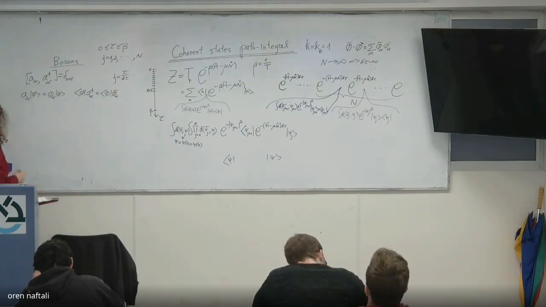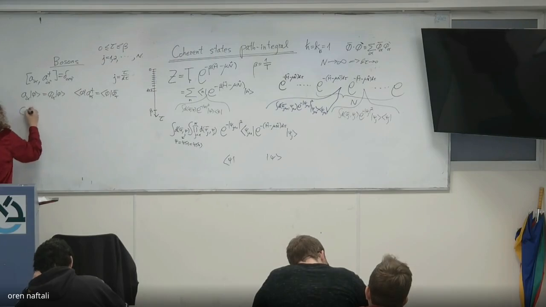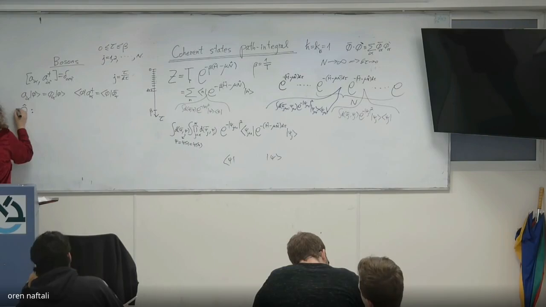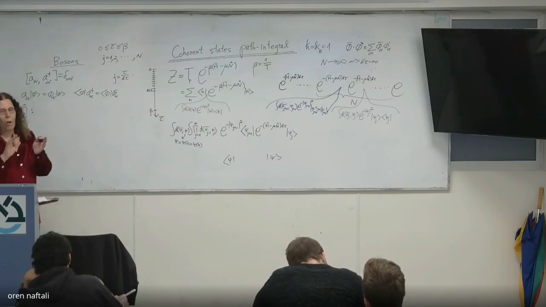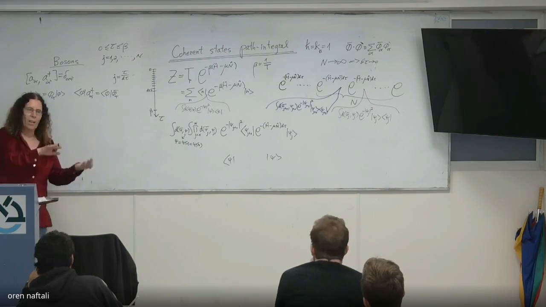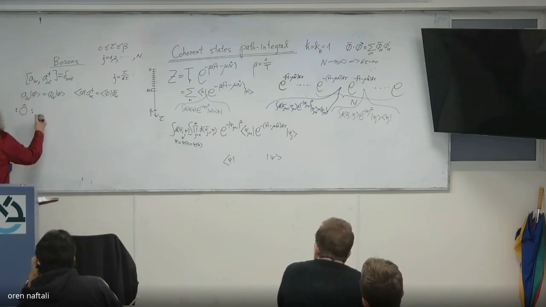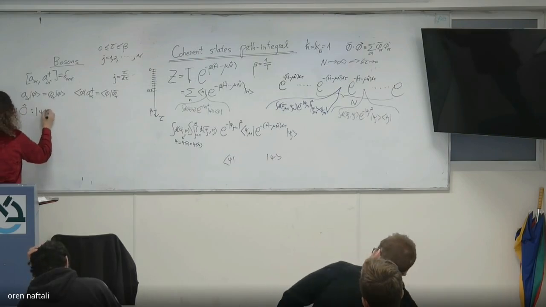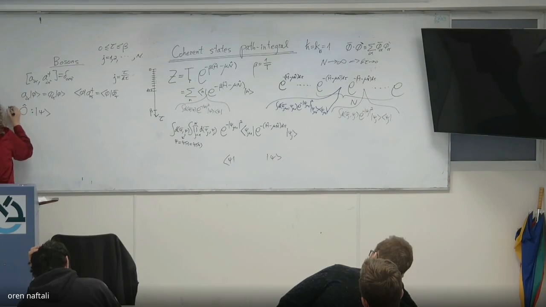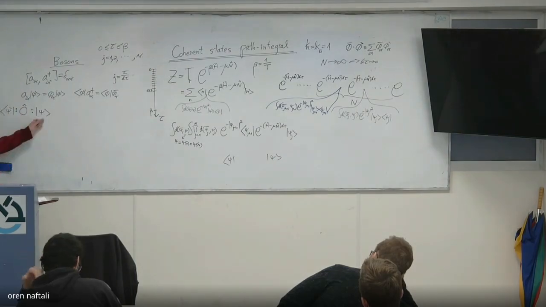Okay, this I have. Therefore, now let's assume that I have some operator that is normal ordered. Namely, it's a product of some A's and A daggers, but all the A's are to the right, all the A daggers are to the left. And I want to take its matrix element between some psi and some psi prime. Okay? What is it?